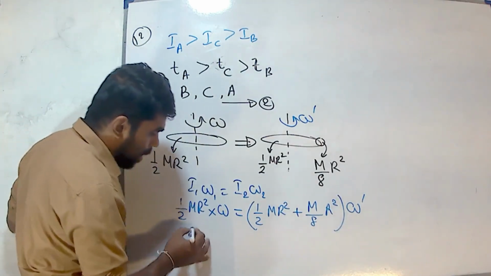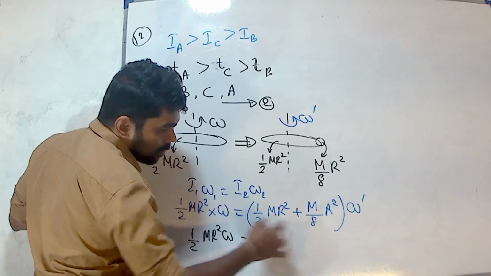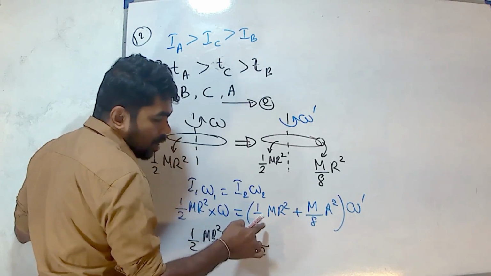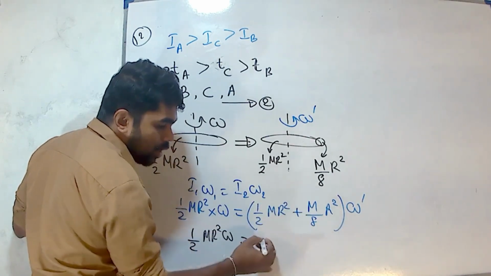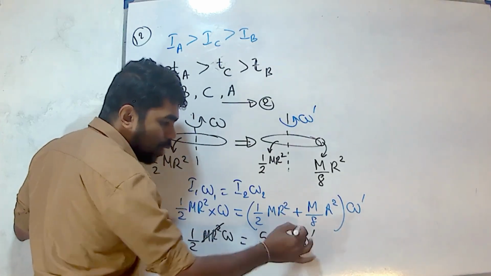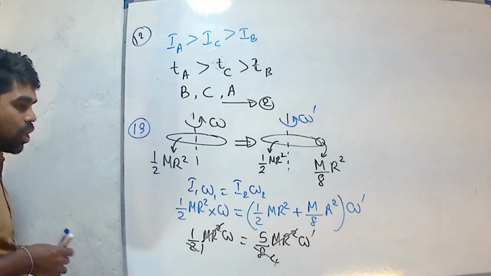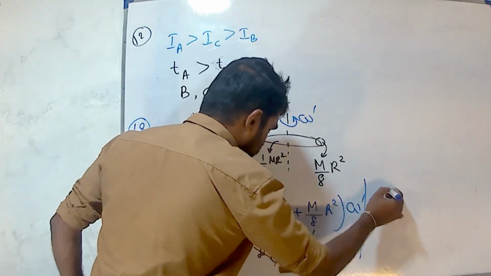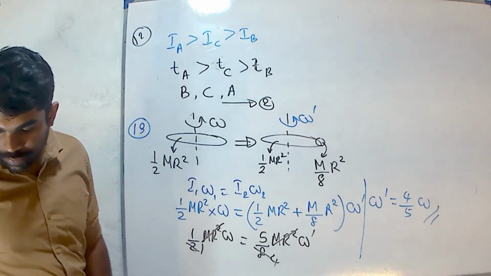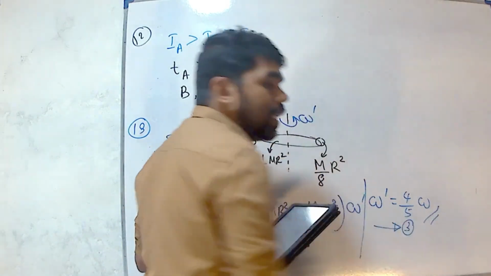Then we simplify half mr squared omega. We can take 8 as the least common multiple. Then 4 over 8 plus 1 over 8 gives 5 over 8 mr squared omega dash. Now we can cancel out mr squared. 2 divided by 2 is 1, 8 divided by 2 is 4. Then we make omega dash the subject: omega dash equals 4 over 5 omega. So the third option is the correct answer for question number 30.